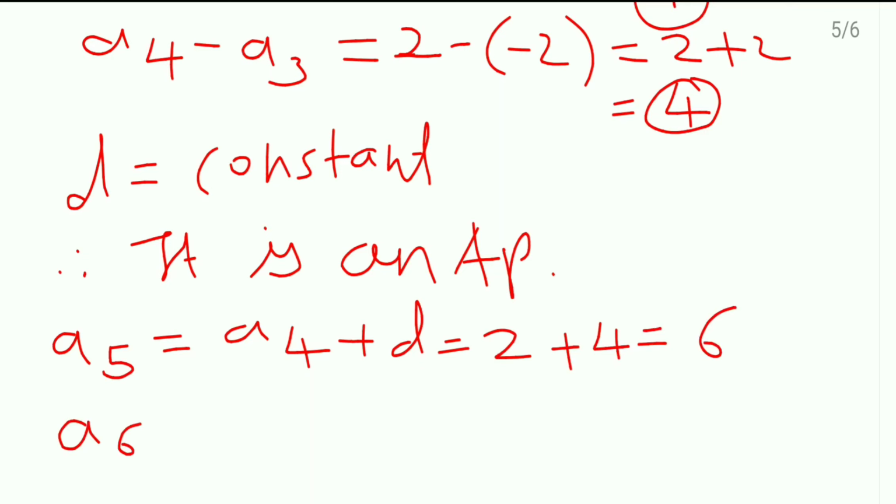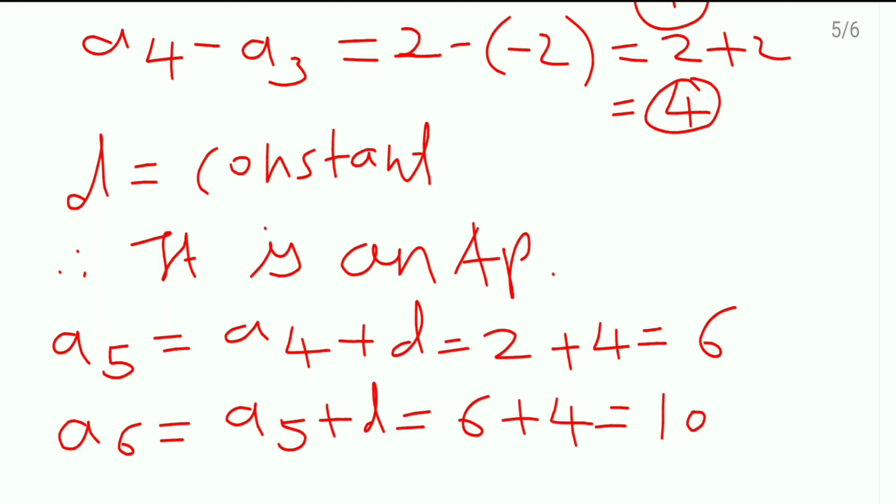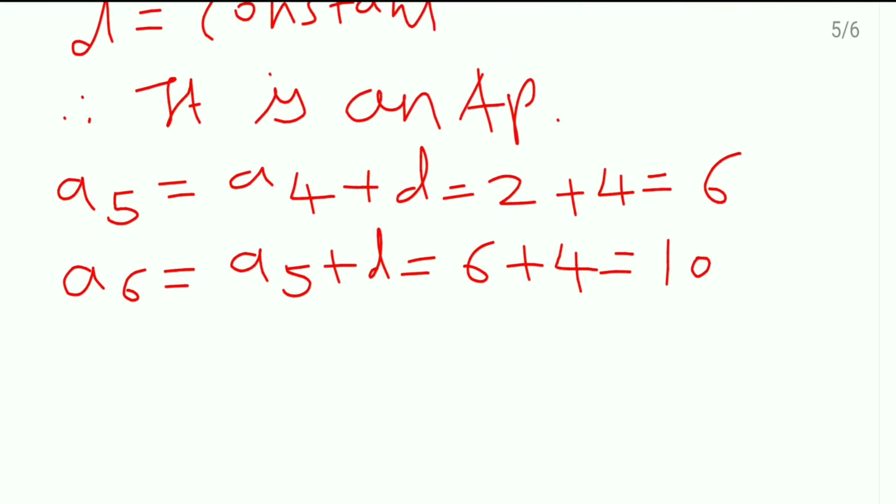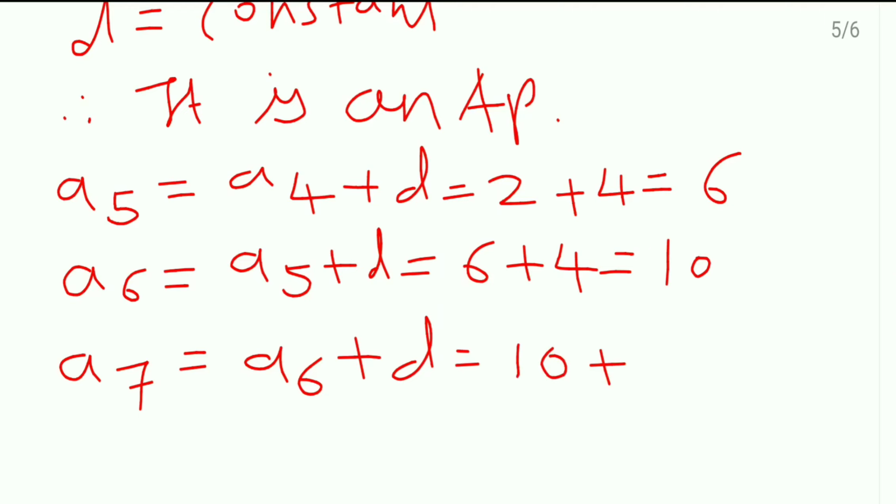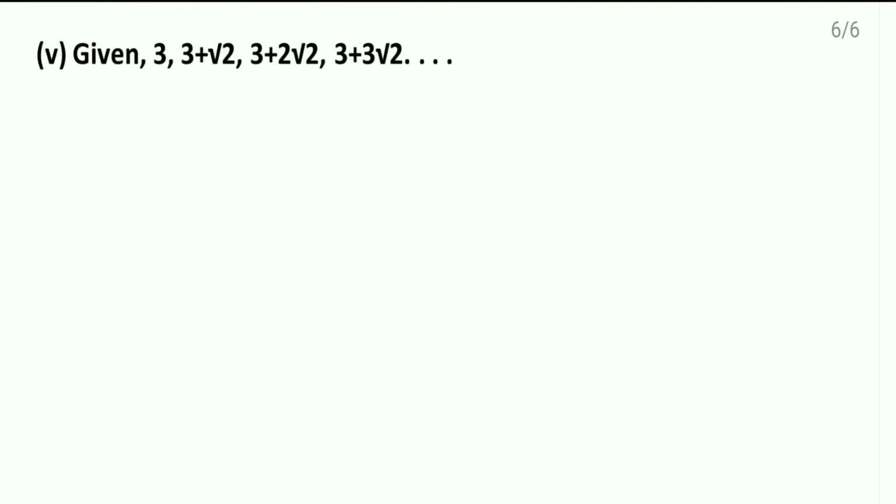Now A6 means A5 plus D. A5 is 6 plus 4, which comes as 10. And A7 is equal to A6 plus D. This one is 10 plus 4, which comes as 14. Right? Come to the last one.